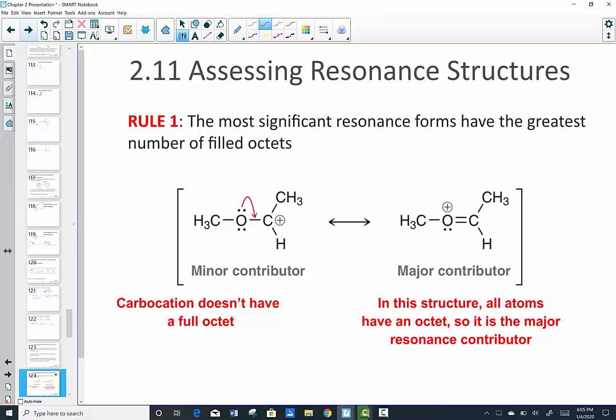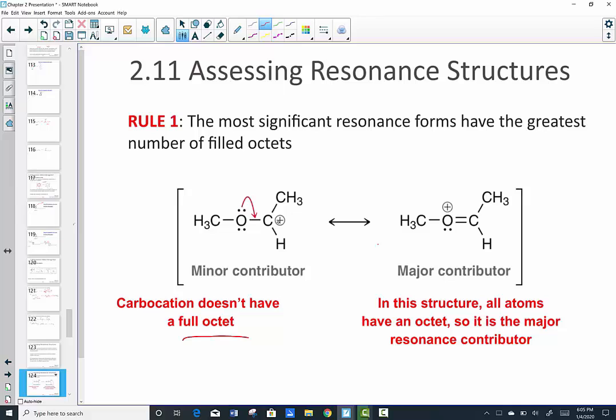Rule 1: when assessing the best resonance structure, the one that is the major contributor to the blend of the hybrid, the most significant resonance form, has the greatest number of filled octets. We want all atoms, if possible, to have an octet.